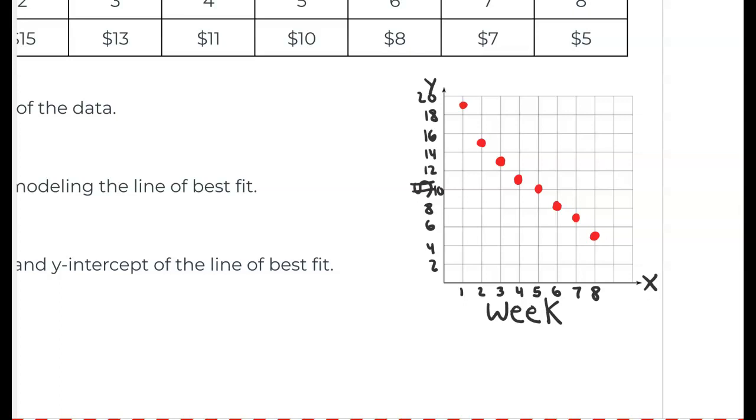All right, so it kind of makes a perfectly straight line. All right, they're not exactly in line, especially that very top one. It's out of the pattern. But you can definitely see there's a correlation. As weeks are passing by, the sales are going down. So we call that negative correlation.